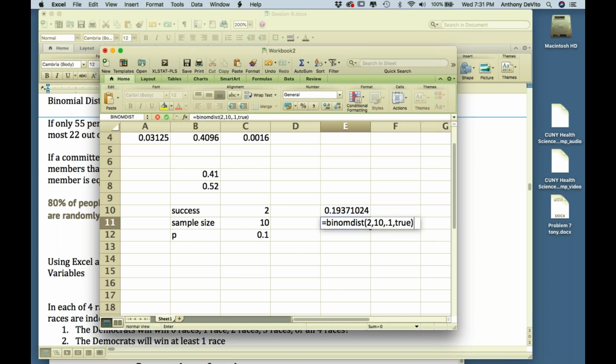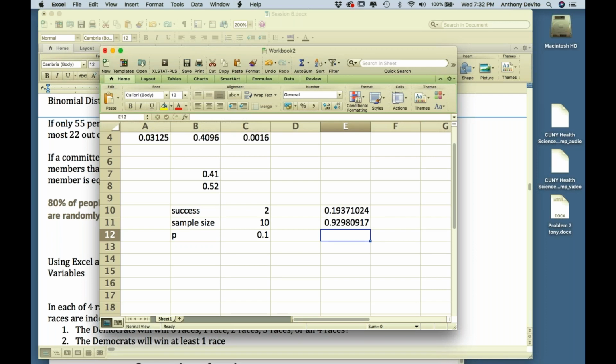What it's going to do is take the probability for 2 out of 10, 1 out of 10, and 0 out of 10. Don't forget 0 out of 10 could happen too. And add all those probabilities together to tell me the probability that 2 or fewer, 2, 1, or 0 out of 10 have diabetes. And that's 93%. 93% of the time, I would expect that 2 or fewer out of 10 would have diabetes.